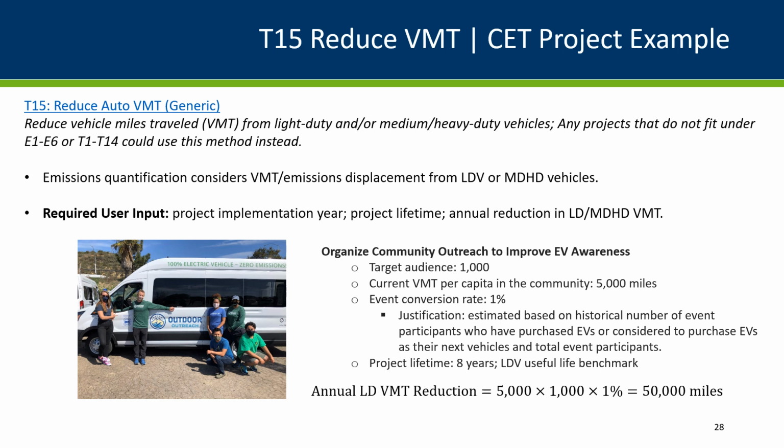As you can see, these are all the details for this program. It's got a target audience of 1,000 people per year. For this community, the current amount of driving per year of a non-electric vehicle is 5,000 miles. And this program has an expected conversion rate to buy an EV of 1%. And this is based on some set of historical data from a survey or some other sort of results that can back up this assertion. And for the project lifetime, we'll consider it to be 8 years, which is the useful life benchmark of a light-duty vehicle. Now, taking this set of numbers, we can see that we get a light-duty VMT reduction of 50,000 miles per year.